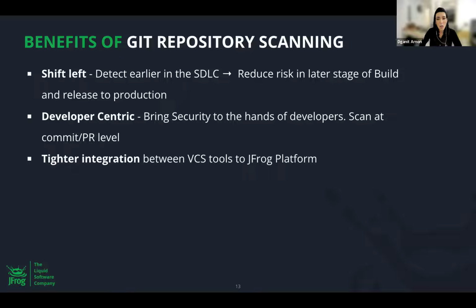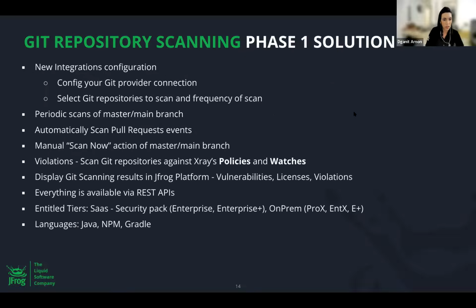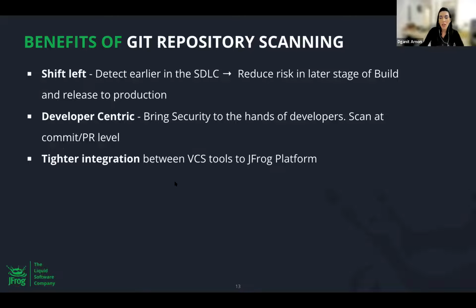And those scans will be triggered by different events of the developers while committing, while opening a pull request, updating a pull request, scanning their master branch, main branch, and so on. And the third point is, of course, creating a tighter integration between different VCS tools, different Git providers, like Bitbucket, GitHub, GitLab, to the JFrog platform. This is a foundation to many other integrations that might come in the future.